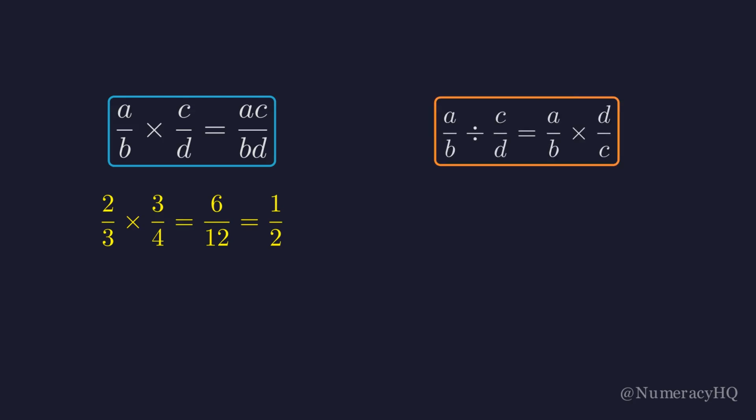Division has one trick. Keep, change, flip. Keep the first fraction. Change division to multiplication. Flip the second fraction. Swap its numerator and denominator. 3/4 divided by 1/2 becomes 3/4 times 2 over 1. Multiply: 3/2 or 1 1/2.